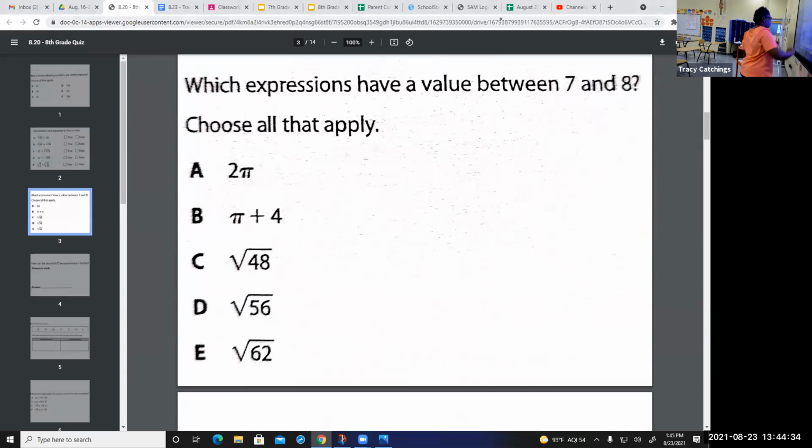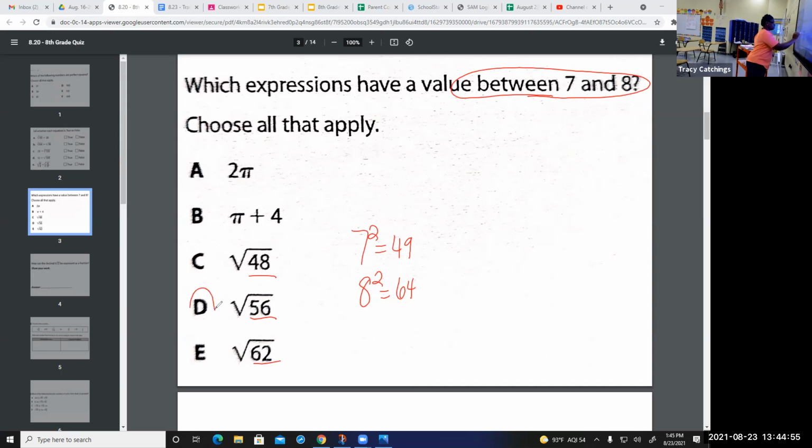All right, number 3. It reads, which expressions have a value between 7 and 8? Between 7 and 8. So we can look at C, D, and E first and look at square roots. 7 squared is equal to 49 and 8 squared is equal to 64. So if they fall in that range, it will work. So that looks like D and it looks like E.